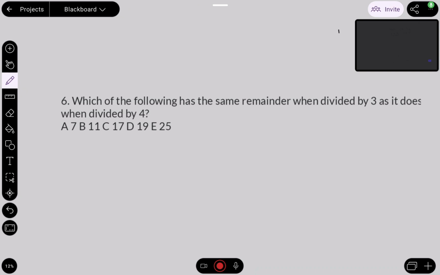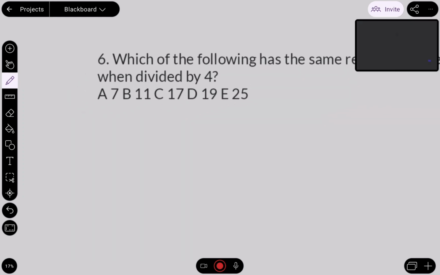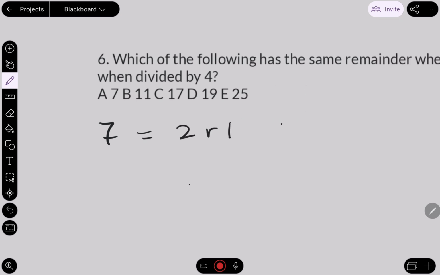The following has the same remainder when divided by 3 as it does when divided by 4. Your 3 seconds starts now. Okay, so we just need to do a bit of elimination. 7, when divided by 3, gives us 2 remainder 1. And when divided by 4, you get 1 remainder 3. These are not the same.